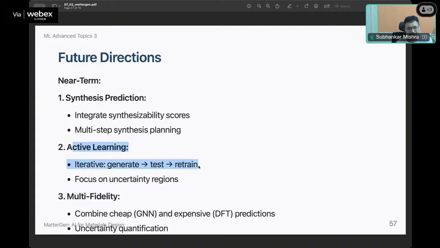Yes, that would help. And probably you could use GNN and DFT together to make sure it is faster. All those property predictions that we do, can they be made faster?